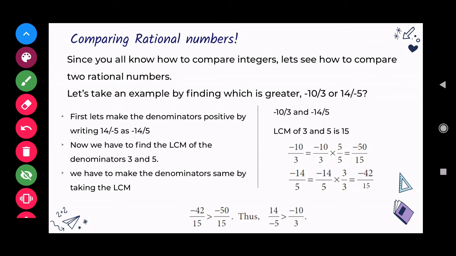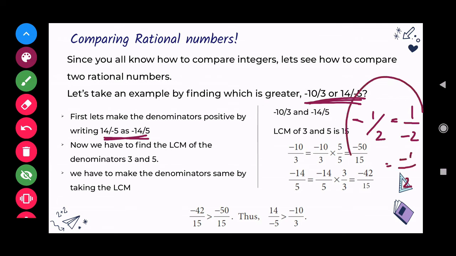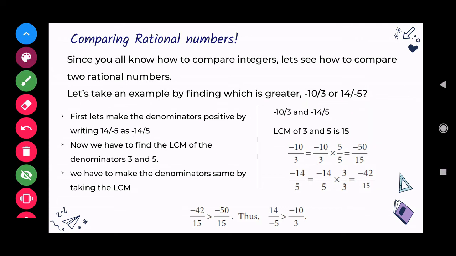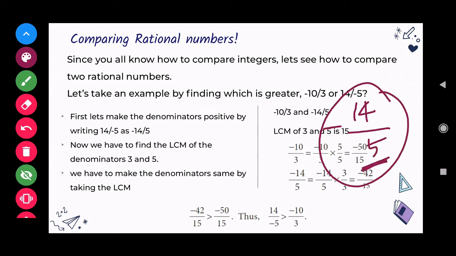We have to find which is greater, minus 10 by 3 or 14 by minus 5. First, let's make the denominators positive by writing 14 by minus 5 as minus 14 by 5. We have already learned that minus 1 by 2 is nothing but 1 by minus 2, or minus 1 by 2. All three are the same. So there is nothing wrong in writing 14 by minus 5 as minus 14 by 5. In this way the denominator becomes positive.